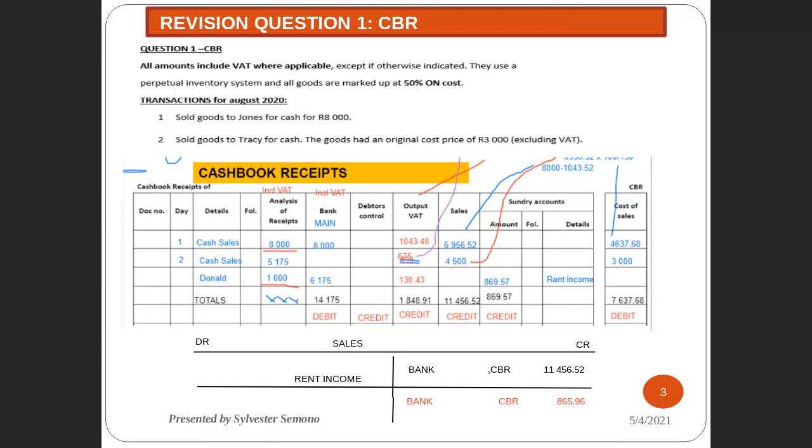Okay. So can you see, you only say bank up to the sundry. Remember, cost of sales is different. I'm going to show you how to do that. Now, I'm going to show you the next one. If you've got any question, ask. Otherwise, I'm going to show you the cost of sales, because the cost of sales is a special case.